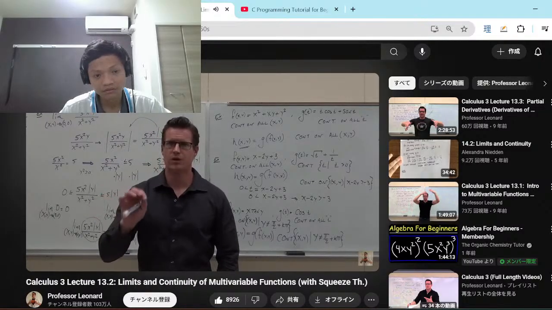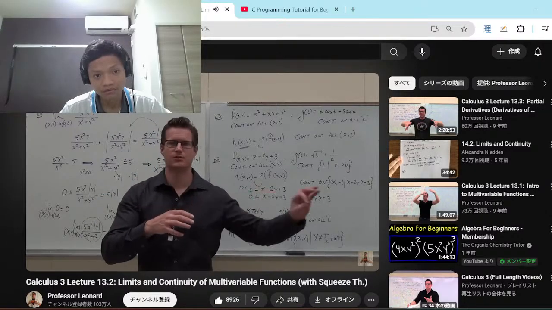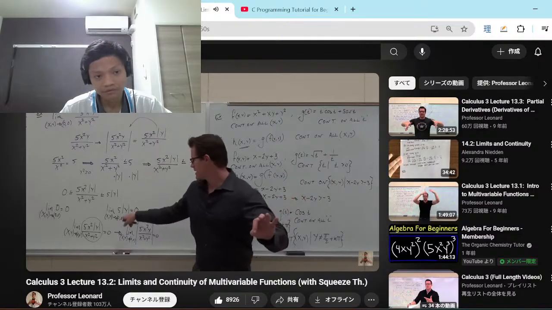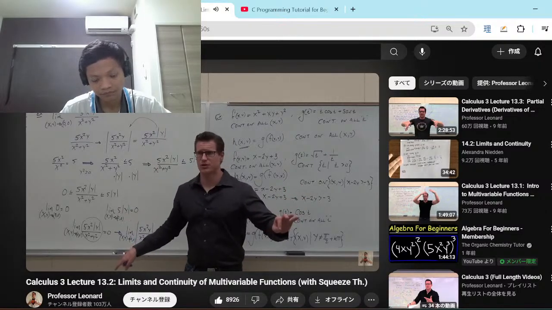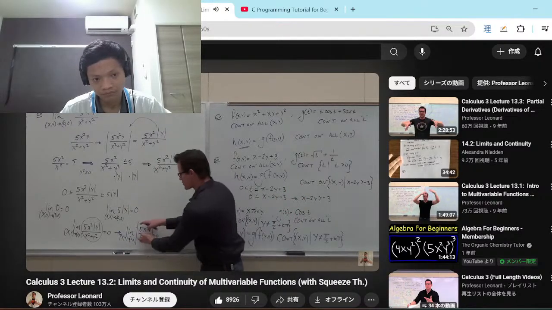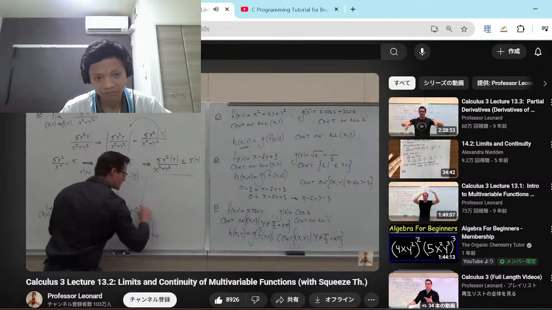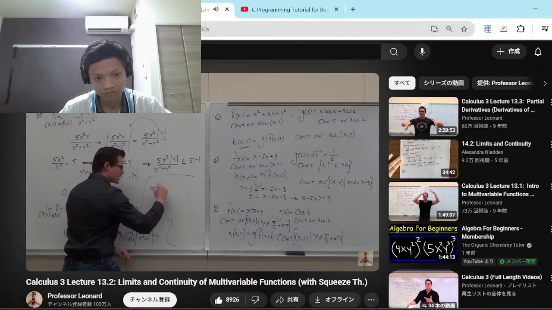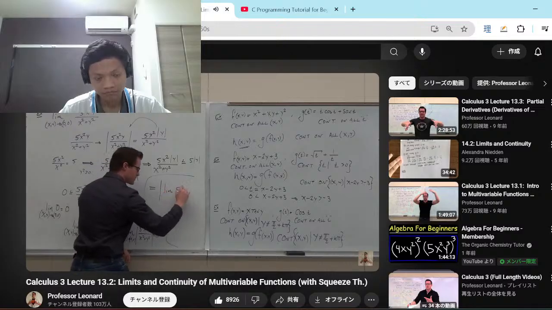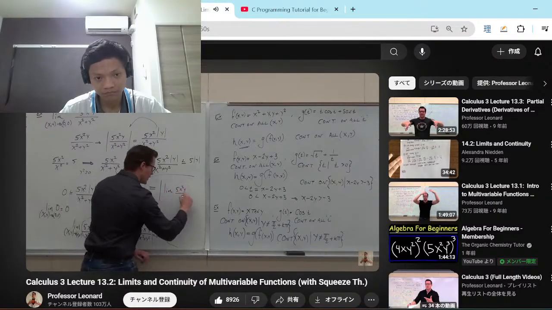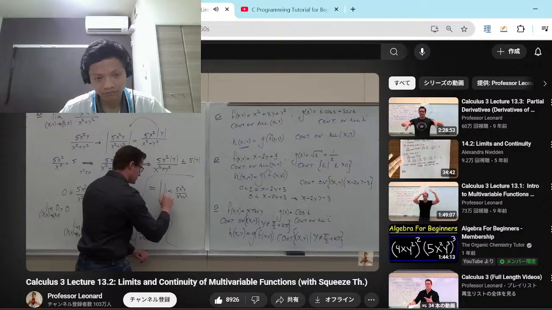It was this: continuity holds for compositions of continuous functions. Here's my question to you. Is the absolute value function a continuous function? Yes. Do you see that this is a composition of this function inside the absolute value function? Continuity holds. That means we can do this stuff with it. It means that this limit equals the absolute value of the limit of 5x squared y over x squared plus y squared as (x, y) approaches 0, 0.